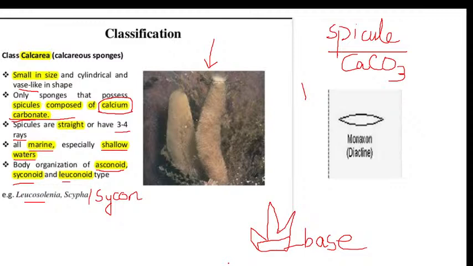The body is soft and it is slightly flexible. The body of calcareous sponges is a little flexible, and we can have a look at the specimen which is kept in our department also. The body surface is rough due to the presence of monaxon spicules. These spicules are monaxon spicules called oxeotes.